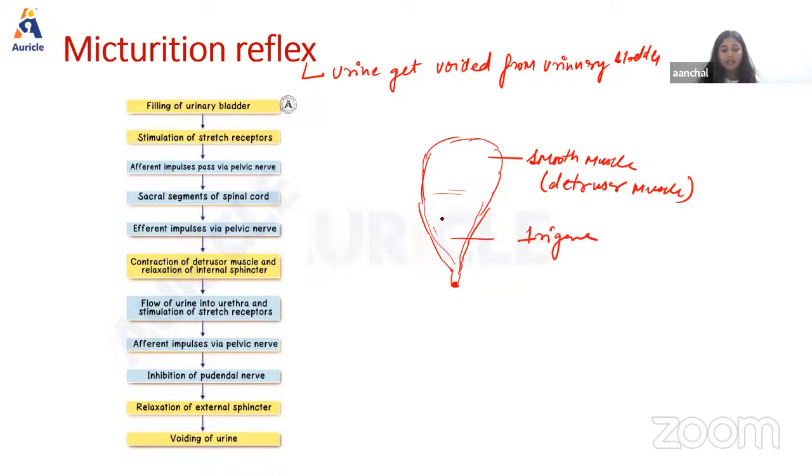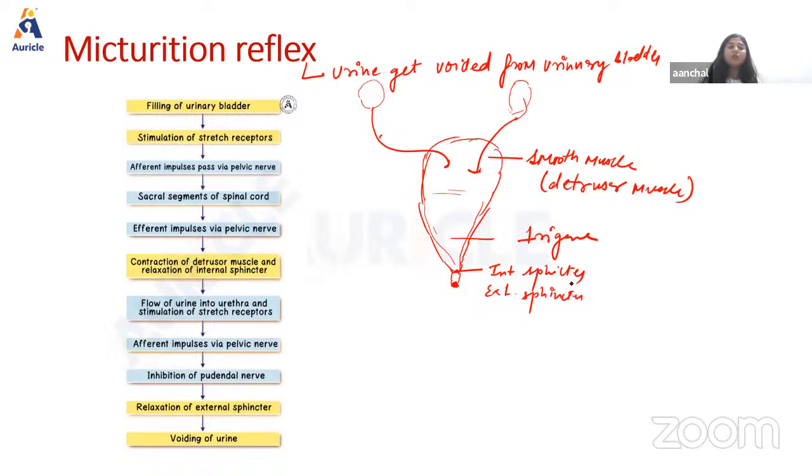And at the upper angles of the trigone, the two ureters enter like this, and they are always present obliquely. Okay, they are also associated with the kidney: as the kidney forms the urine, the ureter directly transfers that urine into the bladder. Okay, so now the urethra we have here, and here we have two sphincters. The inner one is known as the internal sphincter, and the outer one is known as the external sphincter.